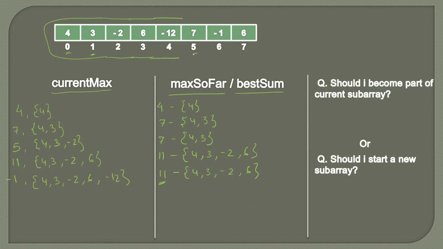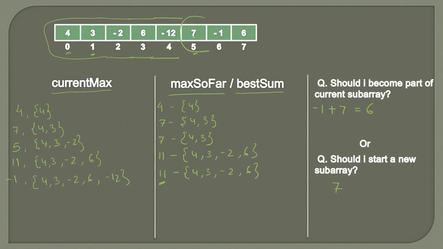Now we encounter 7. So 7 will ask should I become part of the current subarray. So it sees the current subarray is this and its sum is -1. So -1 plus 7 will give us 6. Or it decides should I start my own new subarray. So if it starts its own new subarray, it has to discard this subarray. And if it starts a new subarray from here like this, so the sum will be 7.